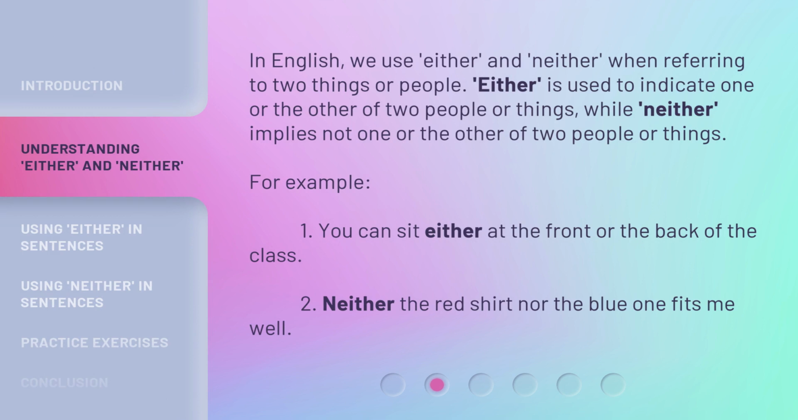In English, we use either and neither when referring to two things or people. Either is used to indicate one or the other of two people or things, while neither implies not one or the other of two people or things. For example, 1. You can sit either at the front or the back of the class. 2. Neither the red shirt nor the blue one fits me well.